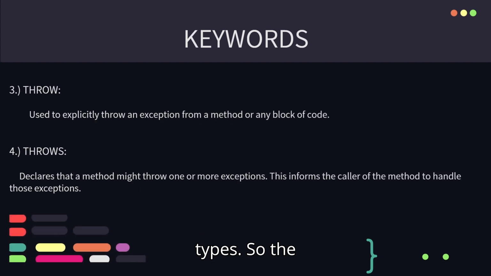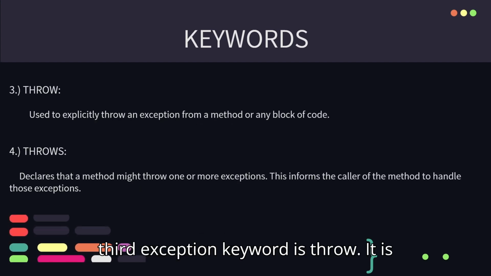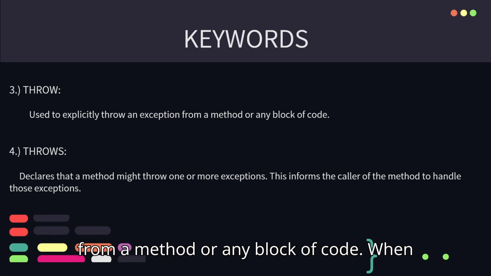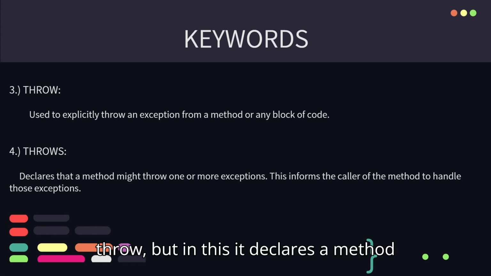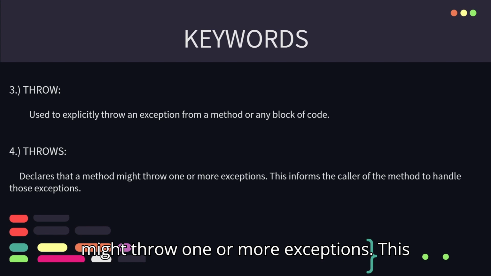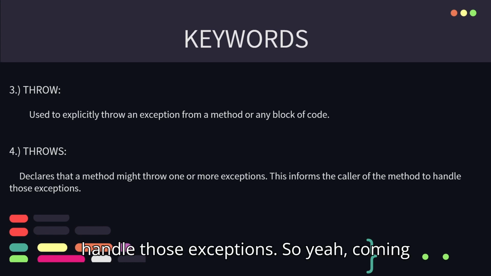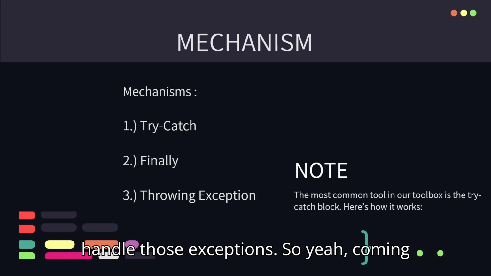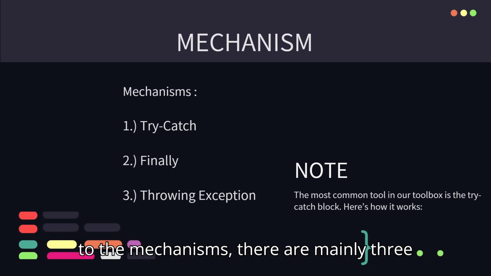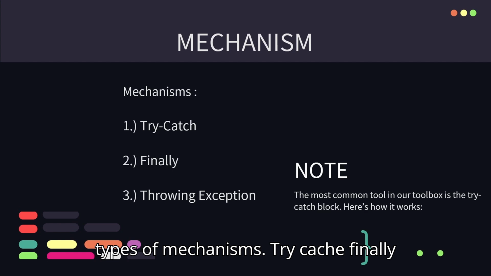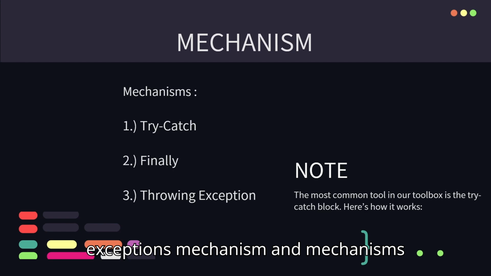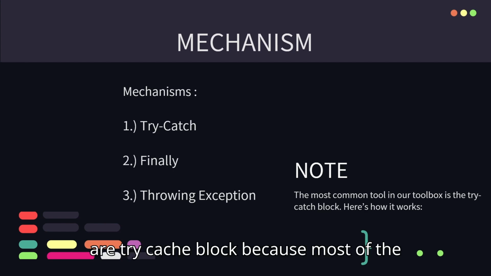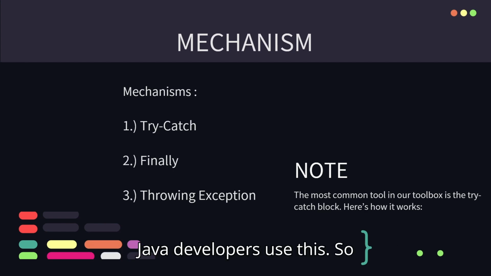The third keyword is throw. It is used to explicitly throw an exception from a method or any block of code. And coming to throws, it is similar to throw, but it declares that a method might throw one or more exceptions. This informs the caller of the method to handle those exceptions. Coming to the mechanisms, there are mainly three: try catch, finally, and throwing exceptions. But the most common exception handling mechanism is the try catch block, because most Java developers use this.